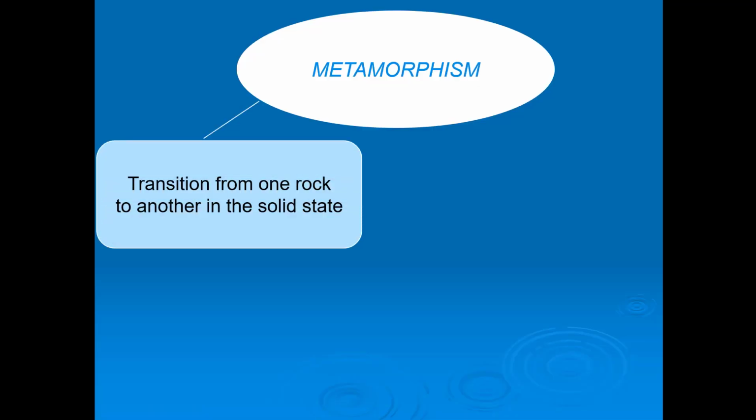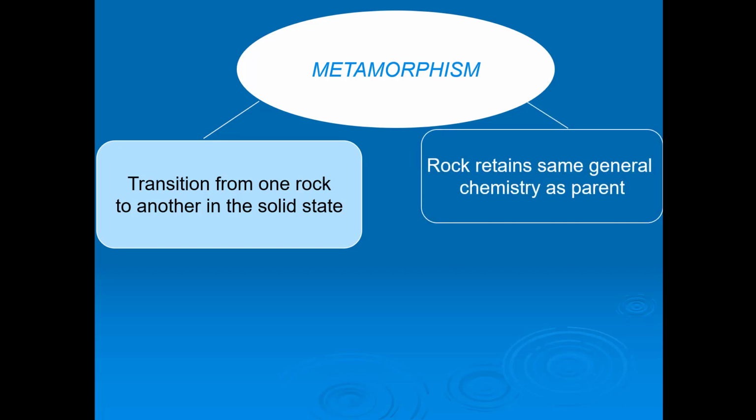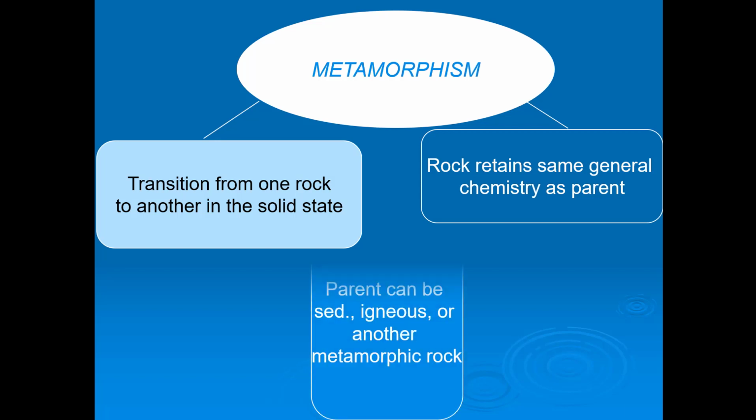So the word metamorphism means to change, and it is a change in a rock from one rock to another in the solid state. That can occur at temperatures as low as 200 degrees Celsius and as high as about 700 degrees Celsius. Once temperatures exceed about 700 degrees Celsius, you start to have melting, and then you create igneous rocks. In general, during metamorphism, while the texture of rocks will change, the composition stays largely the same. The rock generally has the same chemistry as the parent rock.